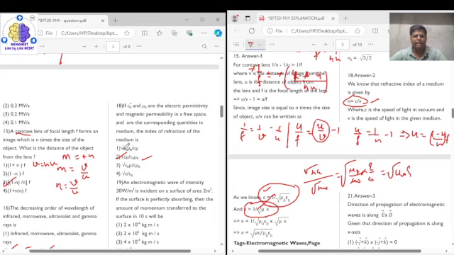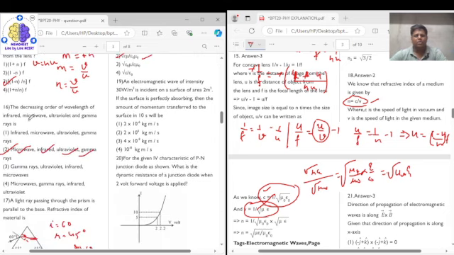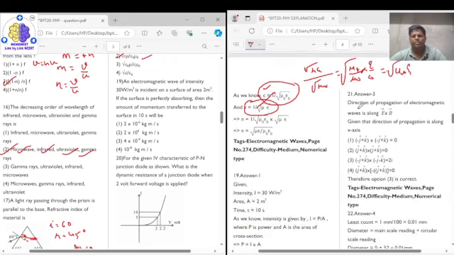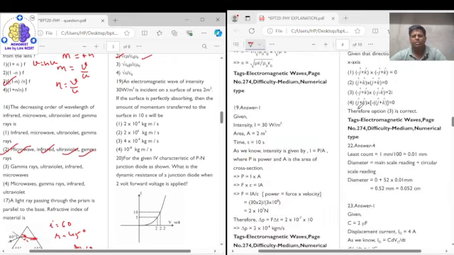Coming to question number 19. In your question number 19, it says that an electromagnetic wave of intensity 30 watt per meter square is incident on a surface of area 2 meter square.